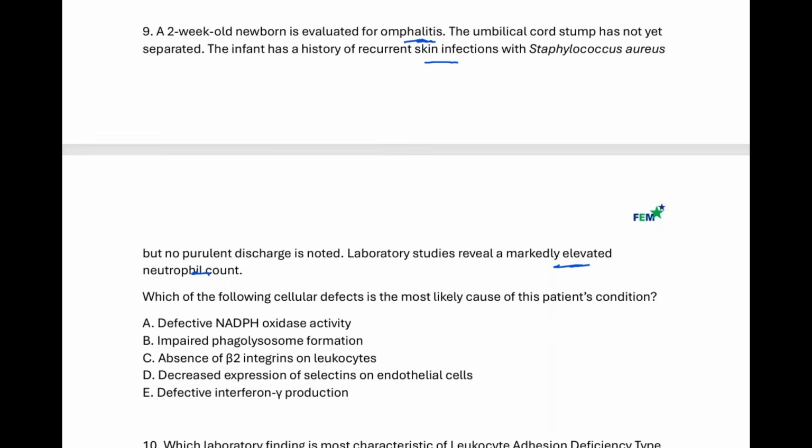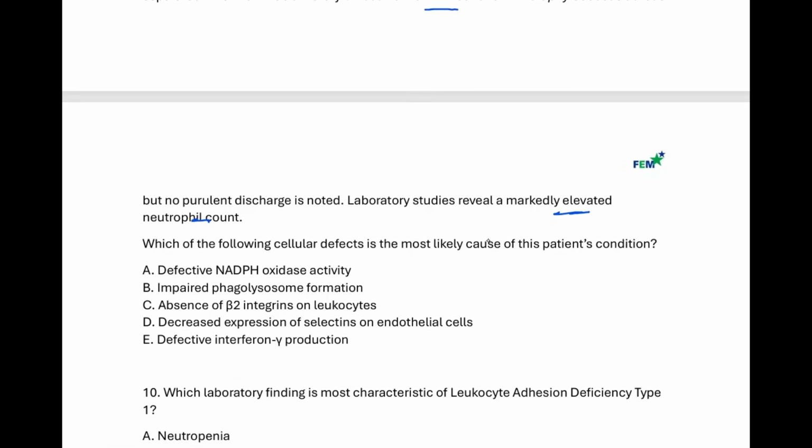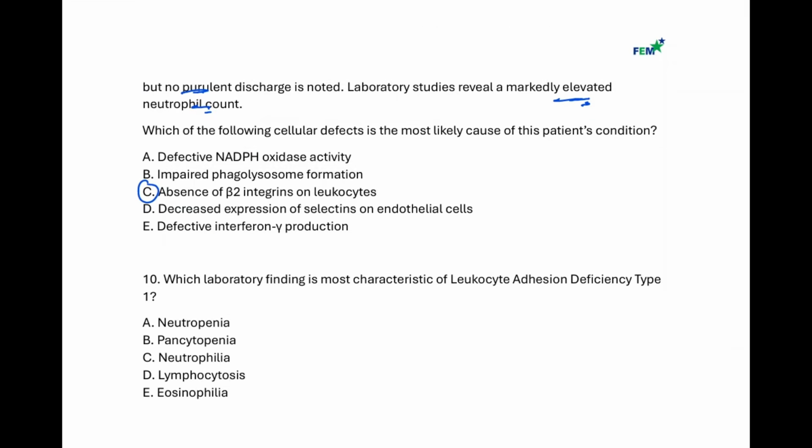So, delay in separation of the umbilical cord or inflammation of the umbilical cord with recurrent staph infection. And now we've seen there's no pus at the site of the infection, and we see a lot of increase in neutrophils in the circulation. So we see neutrophilia. So this is most likely what? A problem with integrin, guys, on the leukocyte. So the best answer there would be what? C. So this patient likely has leukocyte adhesion deficiency.